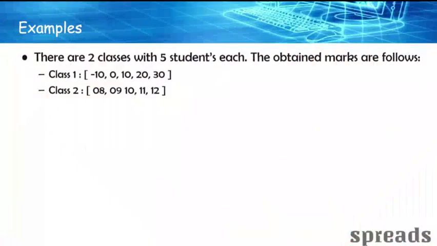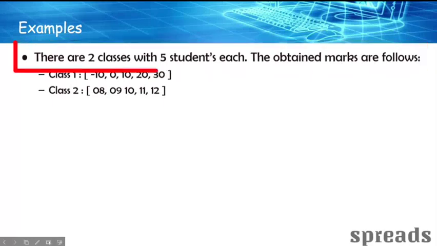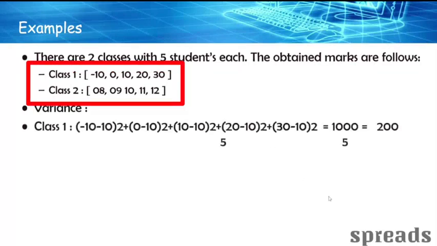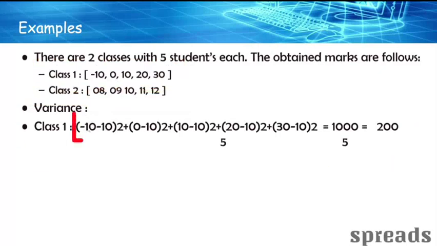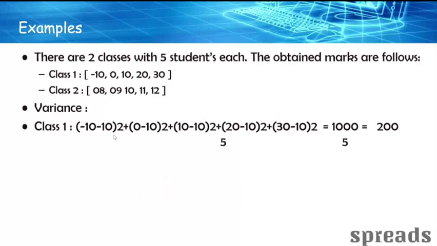To understand better, we'll go back to the same example. There are 2 classes with 5 students each. The obtained marks are as follows. We have the same number of values, and next is finding the variance. Here with respect to variance, you have something like minus 10, minus 10. The mean is 10, right? So 10 minus 10, and 0 subtracted by 10, and it is multiplied by itself. Sorry, it is not 2 over here, my apologies. This is the square.